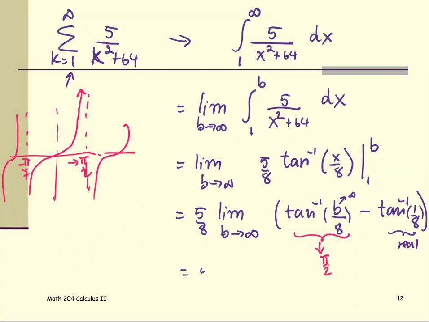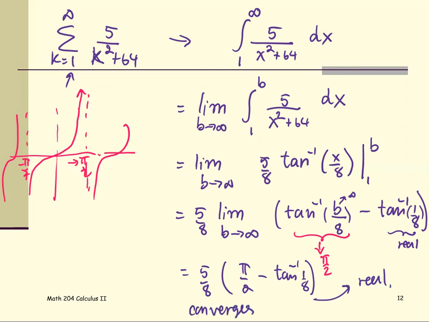Then we can see the value of the improper integral in the form of 5/8 multiplied by (pi/2 minus the inverse tangent of 1/8), which are all real numbers. Since it is a real number, therefore this improper integral converges. And by the integral test, this series also converges.